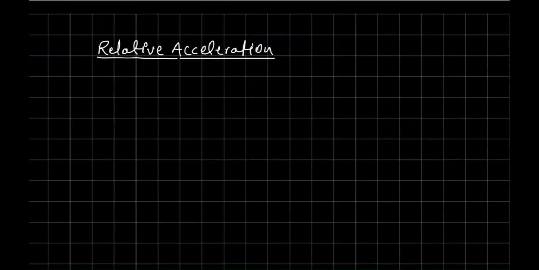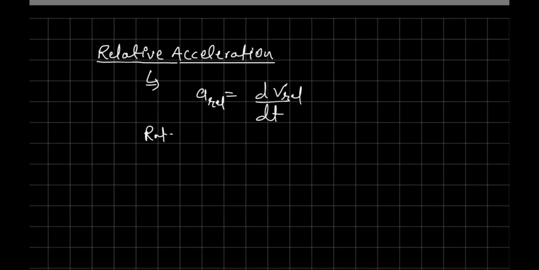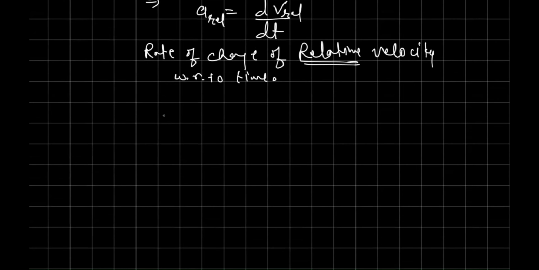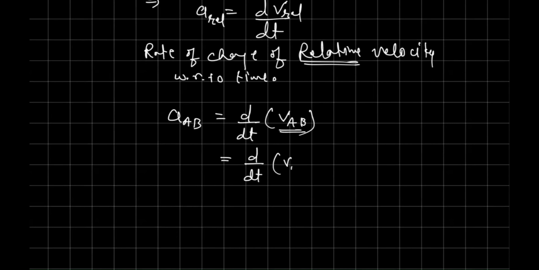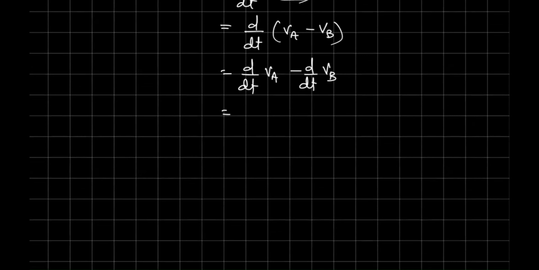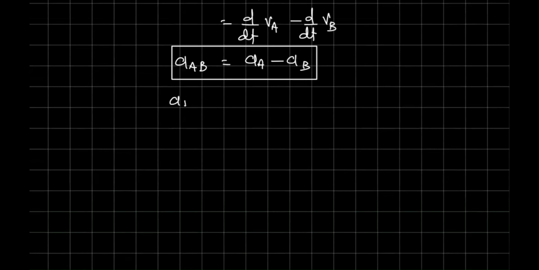Yes. What is the relative acceleration? It is the rate of change of relative velocity with respect to time, of the velocity of the object with respect to the observer. So acceleration of A with respect to B is d by dt of velocity of A with respect to B, which is d by dt of velocity of A minus velocity of B. This is d by dt of velocity of A minus d by dt of velocity of B. So I can simply say a minus b. This is the acceleration of A with respect to B. Similarly, for B with respect to A, it is acceleration of B minus acceleration of A.